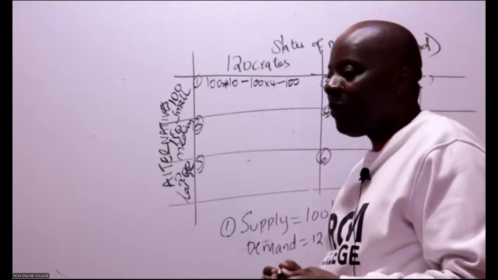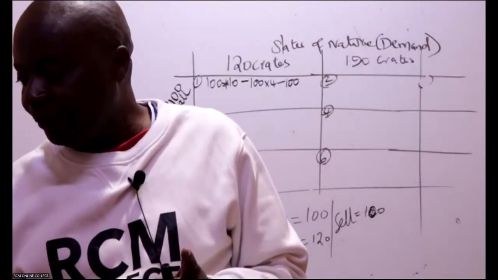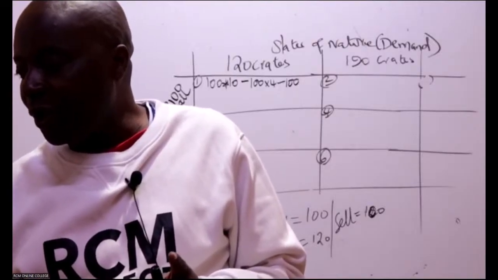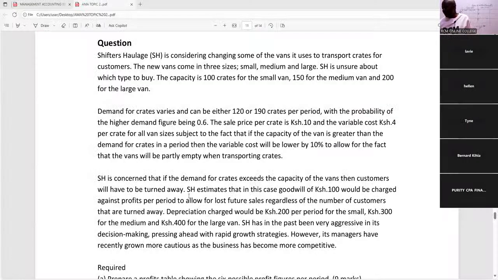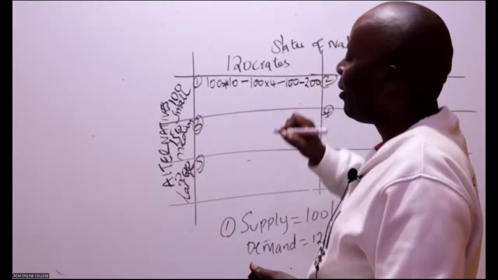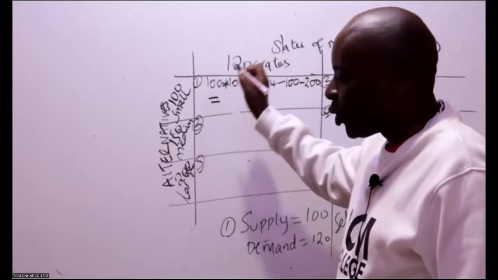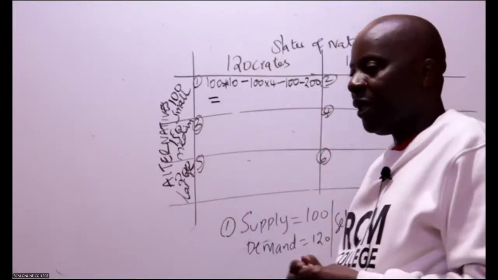And then somebody very bright here has been able to see something that most of us wouldn't have seen. That we have depreciation for these vans. We are given depreciation. You can see here. Depreciation charged would be 200 per period for the small, 300 for the medium, and 400 for the large. Regardless of what decision you make, if it's a small van, there will be depreciation. So minus 200. Small van is 200 depreciation. So then are you able to give me the profit to be realized here?